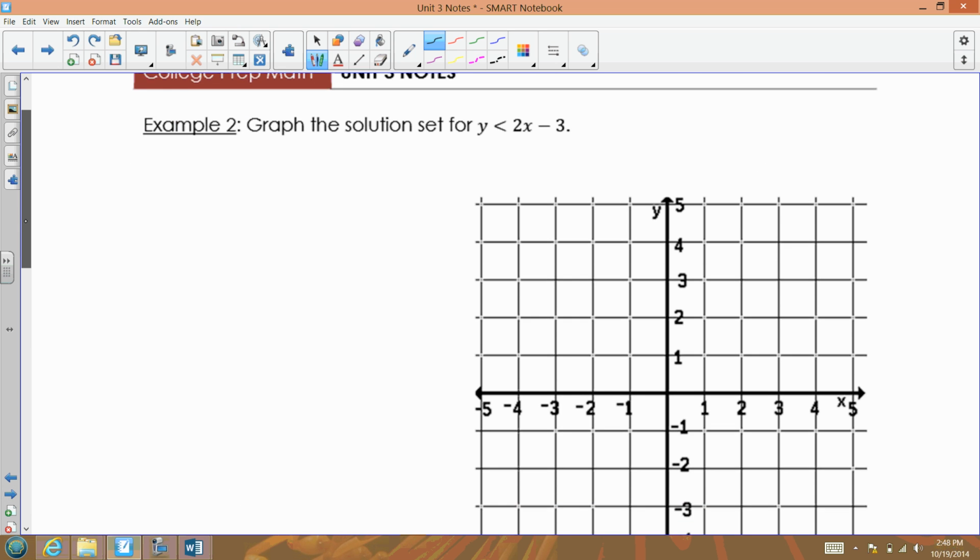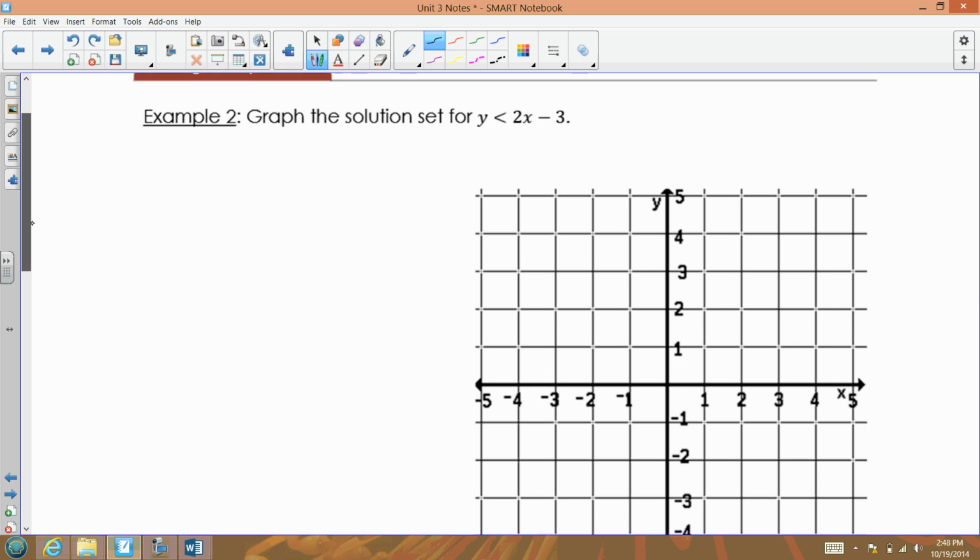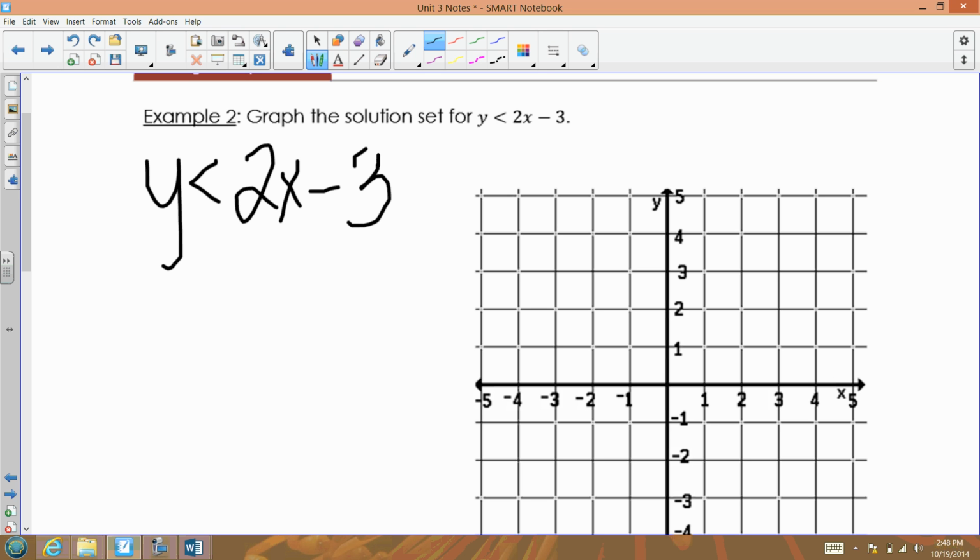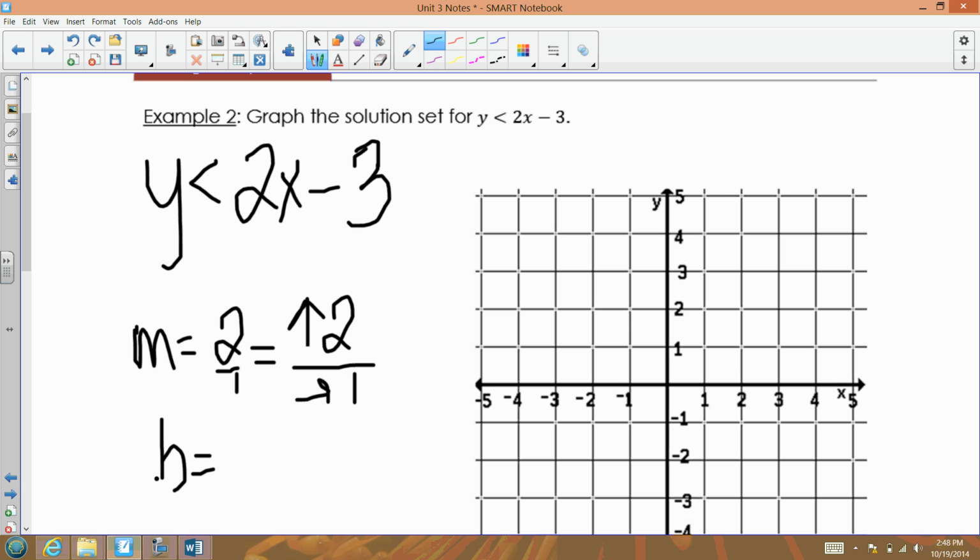So example 2, graph the solution set for y less than 2x minus 3. So I'm looking at y less than 2x minus 3. So the first thing I'm going to do is get it into y equals form, which it already is. And then what I'm going to do is I'm going to pick out the slope, which is 2. It's a positive 2, so it's like saying 2 over 1. So it's going to be up 2, right 1. Y-intercept is negative 3. So that'll be my starting point.